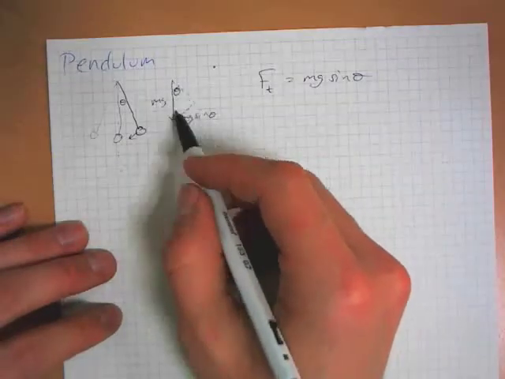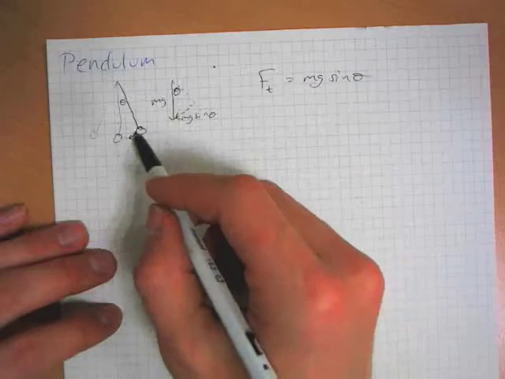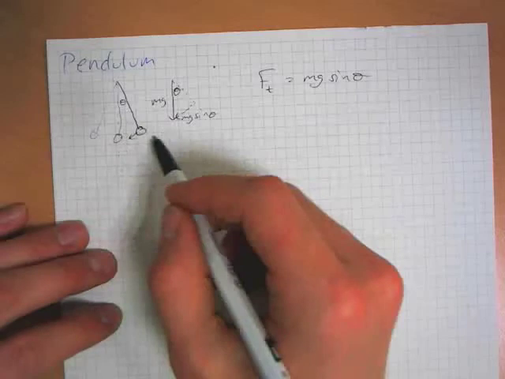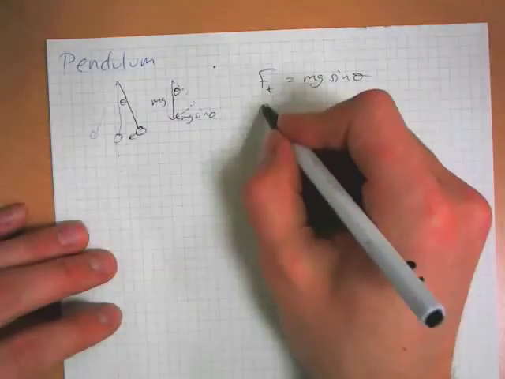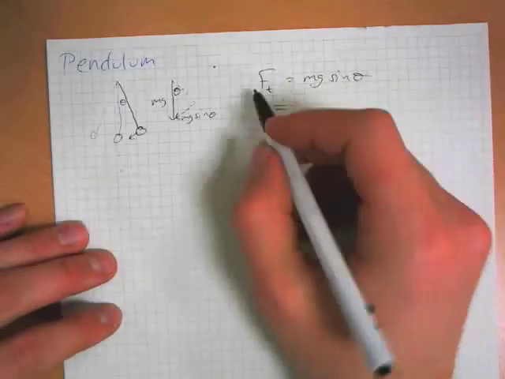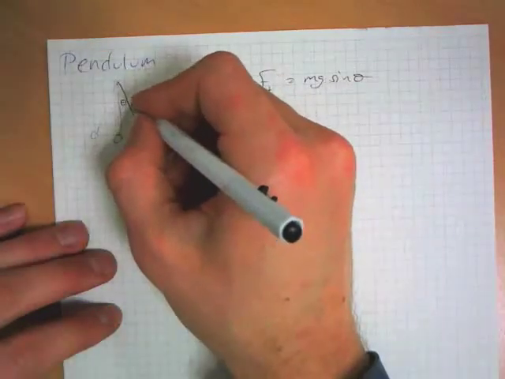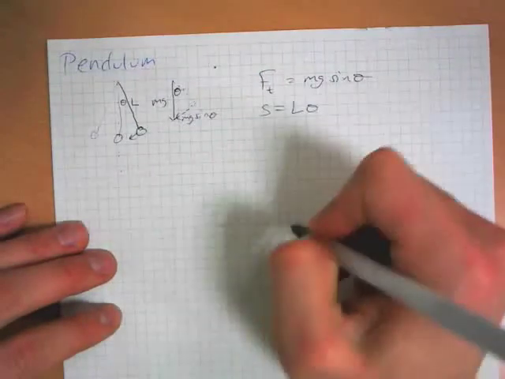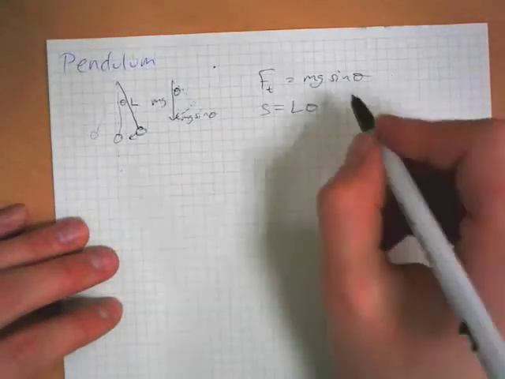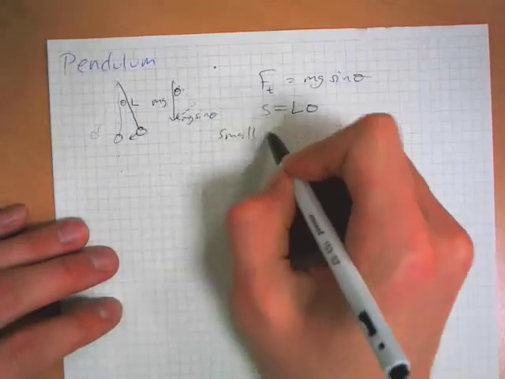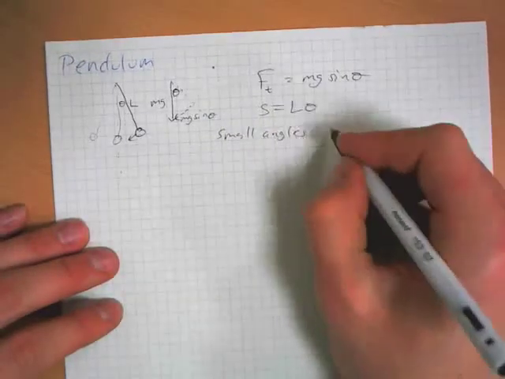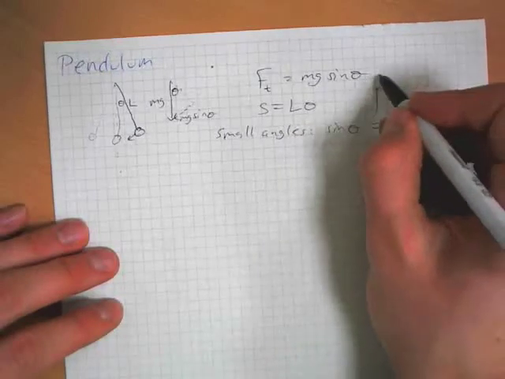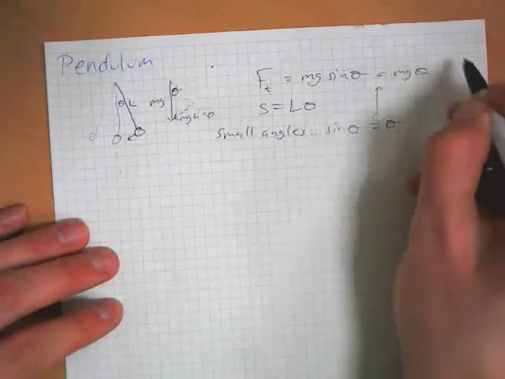Now, if this angle is small, the pendulum is traveling close to a straight line. It's a curved path, as we know, but for small angles we can assume it's basically a straight line. But it still is an arc length, and the length of that arc is equal to the radius times theta. Generally speaking, we call the length of the pendulum L, so the arc is L theta. For small angles, sine theta is about equal to theta. So if we say our angles are small, we can call this mg theta.